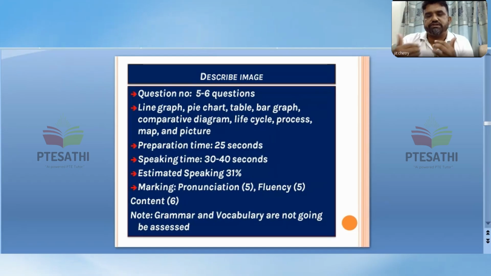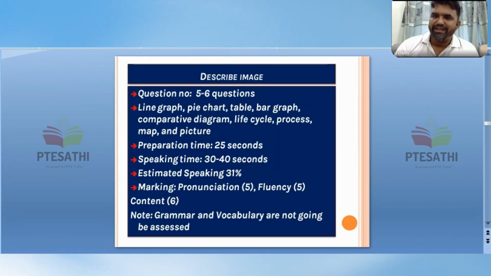An image where we have to describe data, I call it statistical diagram. And then the rest of the images where we have to describe information. So those are kind of information-driven images. And they can be life cycle, process diagram, a map, or a picture. For each image, you'll get 25 seconds preparation time.